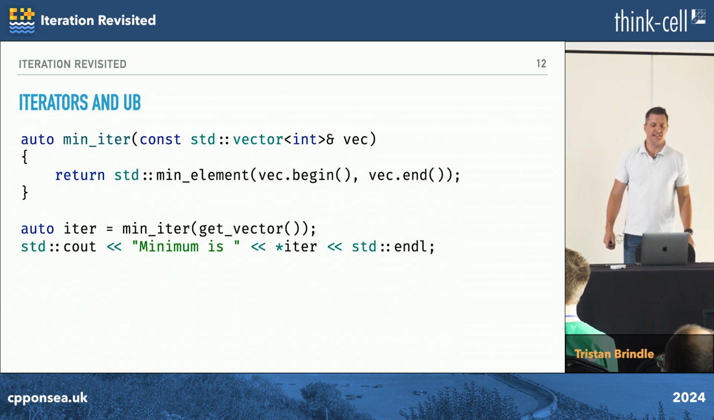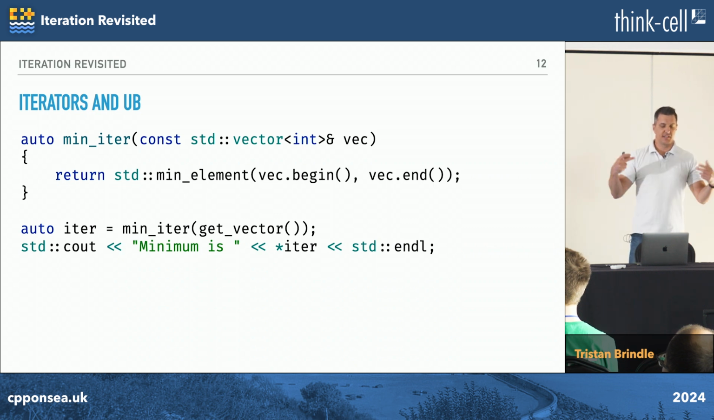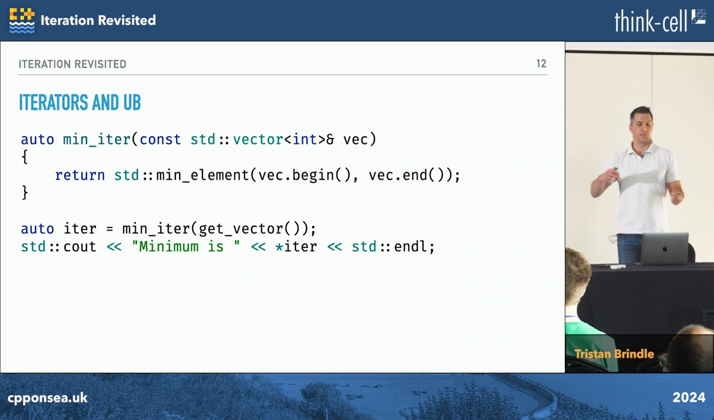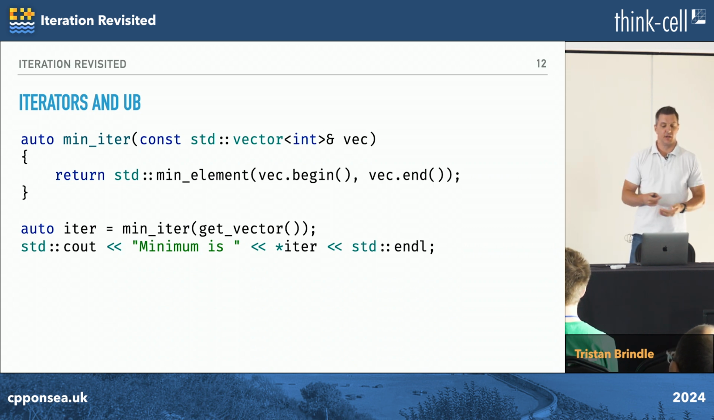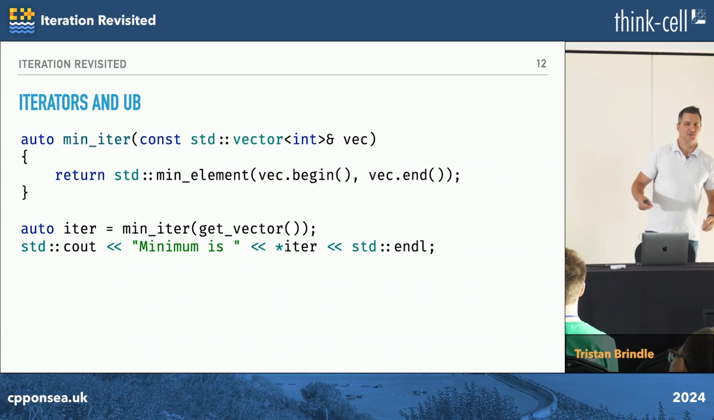Okay, slightly more complicated this time. Here I've got a function called min_iter. It takes a const reference to a vector, and then it calls standard min element with vec.begin, vec.end, and this is going to return us an iterator into the vector that we were passed in. And this min_iter function kind of looks fine, right? We've got the vector, we're going to return an iterator into that vector, we're taking the vector by const reference. Surely this is all right.